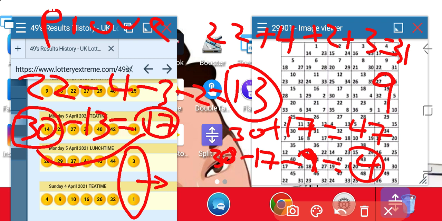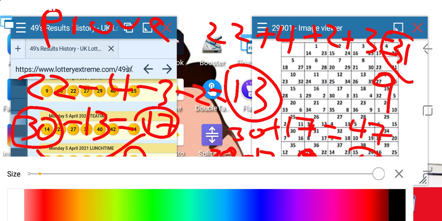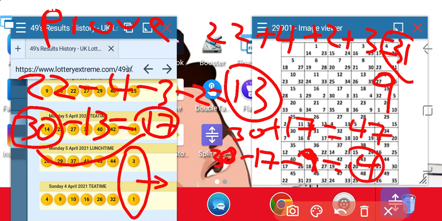Okay, after we said 30 plus 17, it gave us 47. Note, our second number was 31. So what we have to do with that 31, we just go again and say that 47 we got, minus this 31 we got.